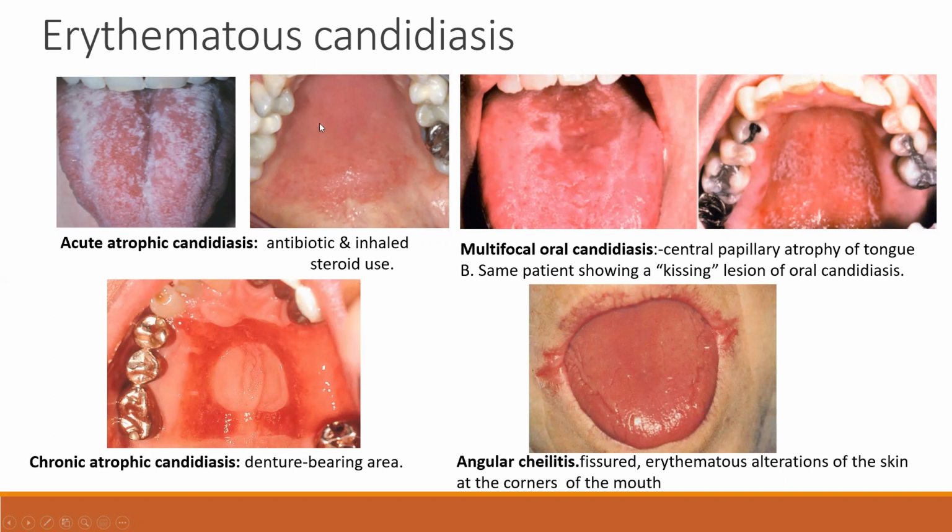And this is a typical example of a steroid inhaler user, chronic user of inhalers containing steroids, which causes local immunosuppression. That's why there is superinfection with candidiasis, appears as just red rash on the palate. This is a classic example of erythematous candidiasis, also called multifocal.